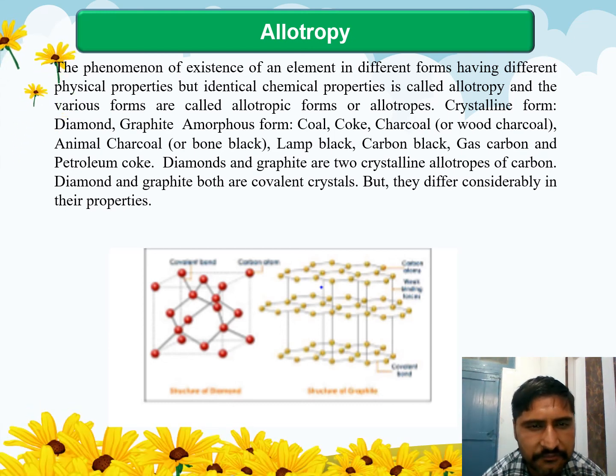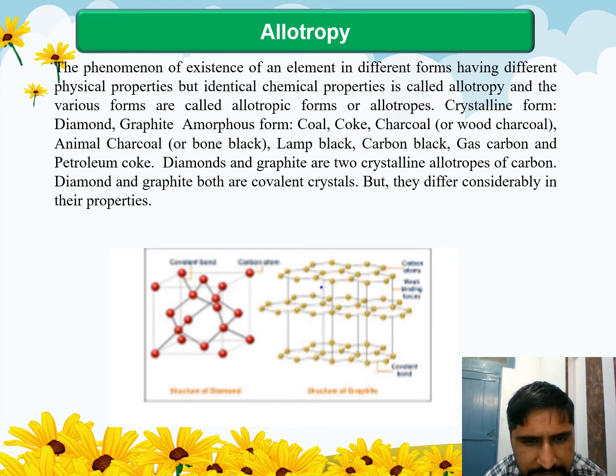Allotropy is the phenomenon of existence of an element in different forms having different physical properties but identical chemical properties. The various forms are called allotropic forms or allotropes. One is the crystalline form, having diamond and graphite. The amorphous forms are coal, coke, charcoal, animal coal, lamp black, carbon black, gas carbon, and petroleum coke, etc. Graphite and diamond are the two important allotropes of carbon.